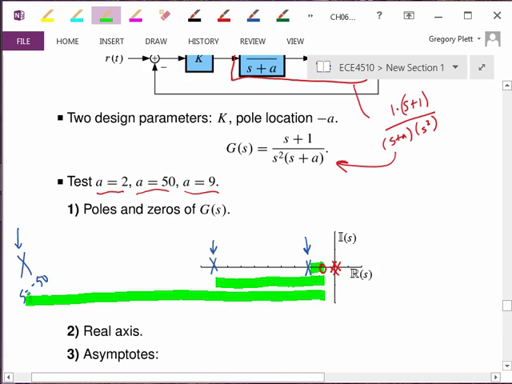Next thing I do is I consider asymptotes. First, how many are there? So n equals number of poles, which is going to be 3. M equals 1. So n minus m equals 2. There will be 2 asymptotes, and they will go to plus minus infinity at plus and minus 90 degrees.